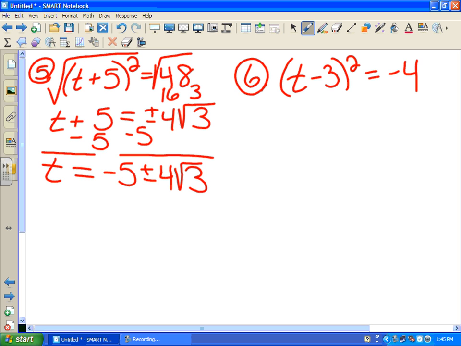Okay, t minus 3 squared equals negative 4. So start the same way. You know how to do this now. So squaring and a square root cancel each other out. T minus 3 equals, and what is the square root of negative 4? Radical 4, right? Radical 4 is 2, which is 2i.